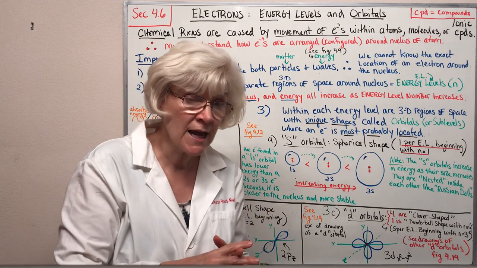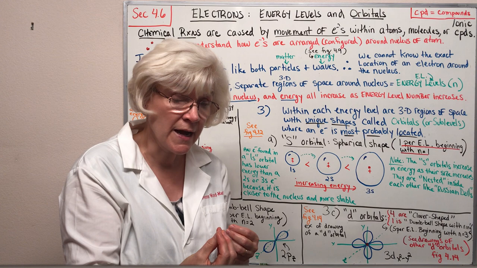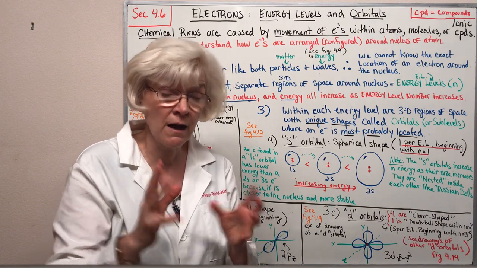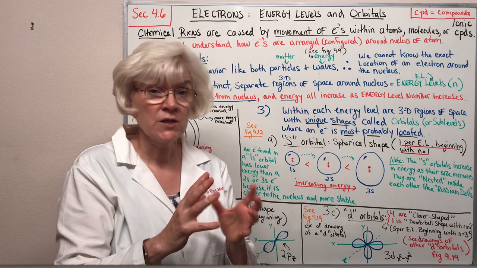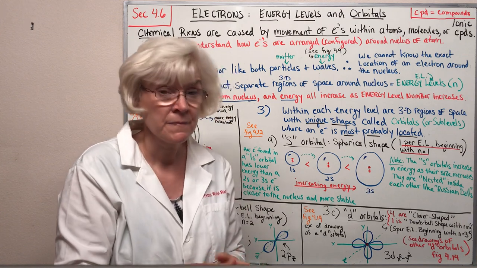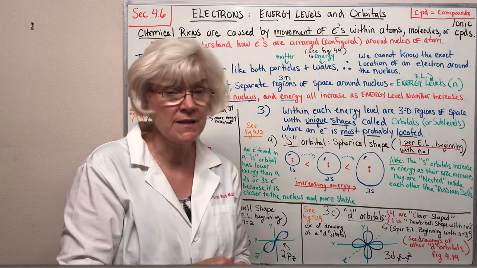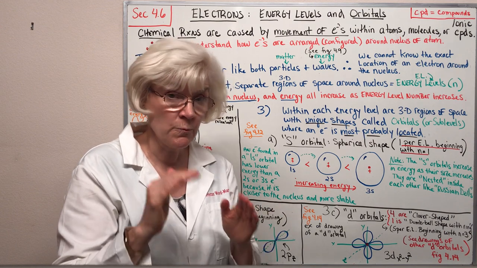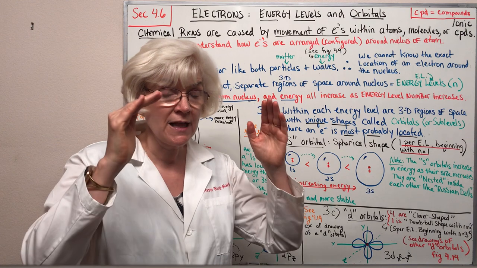There's one other type of orbital that we'll be talking about, but it's not shown in the textbook. It's a very complex shape. These are the f orbitals, and there are always seven f orbitals per energy level, beginning with the fourth energy level and up.